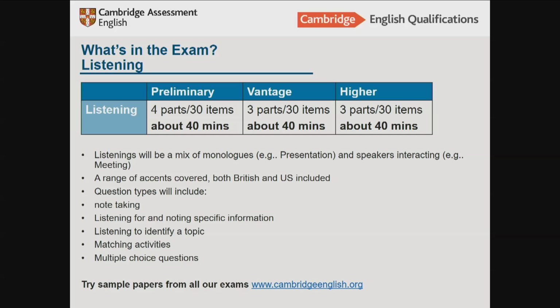So it might be a number of speakers who are all talking together in a meeting room, for example. There will be a range of accents as part of the listening test, as I mentioned, including both British and US accents, as well as many others. There are lots of different question types as well, such as note-taking, listening for specific information, listening to identify what the speakers are talking about, matching activities and multiple choice questions. A whole range of activities, and you can again practice using the sample papers on our website.